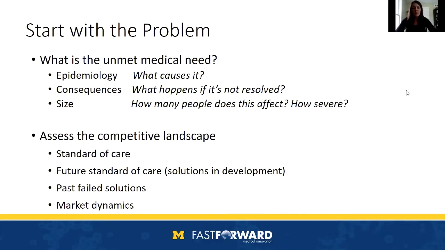And then we want to assess the competitive landscape. We want to think about what's currently done. And I think that in terms of digital health, this is probably our largest competitor: what's currently being done and how can we get people to do something in a different way. We want to think about the future standard of care. So if other people are trying to address this problem, what are they trying to do? Or if people have tried to address this problem before and failed, we want to examine that as well. So we want to understand what the marketplace had to say about other instances of somebody trying to solve this problem. And then we want to look at the market dynamics and if they're favorable for adoption of a digital solution.